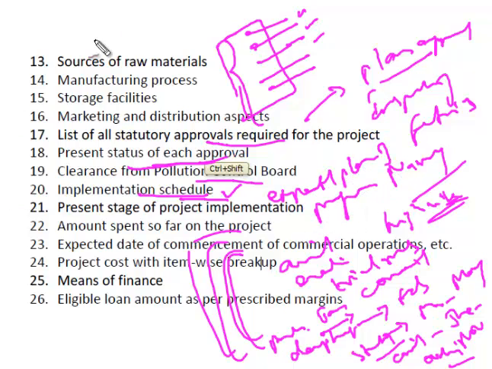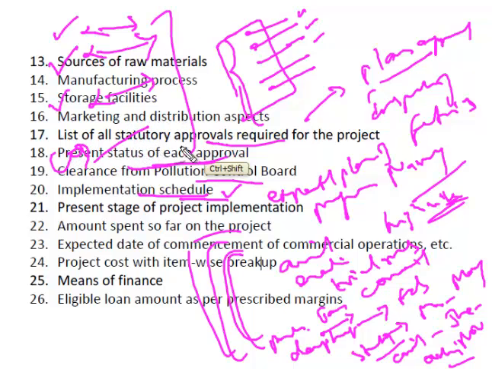So the construction is going to start on so and so date. It's going to take so much time. The machinery is going to be ordered so and so. It's going to arrive at the plant at so and so date. Its erection is going to take so and so time. Trial run so and so time. Finally, the COD, that is the commercial operation date, is so and so. So this is the plan of progress that the company is expecting.